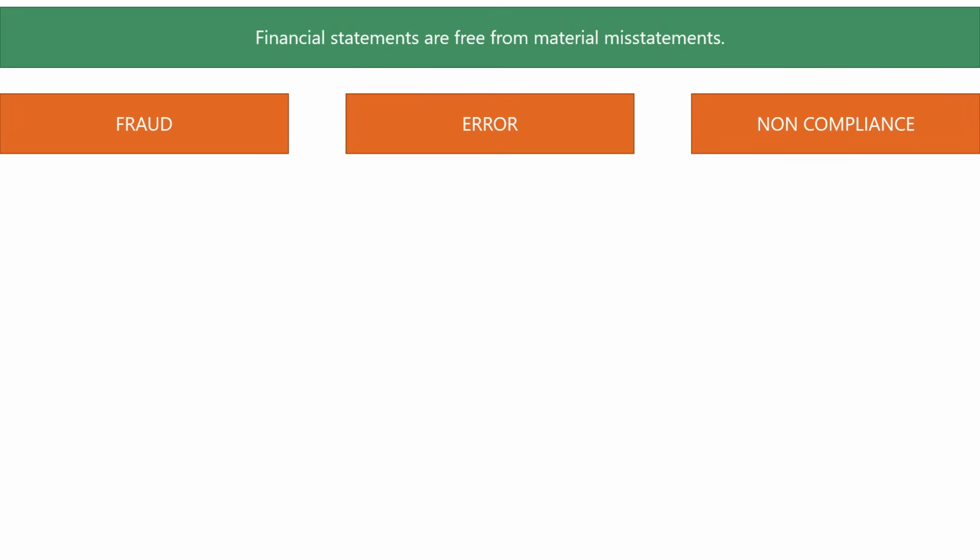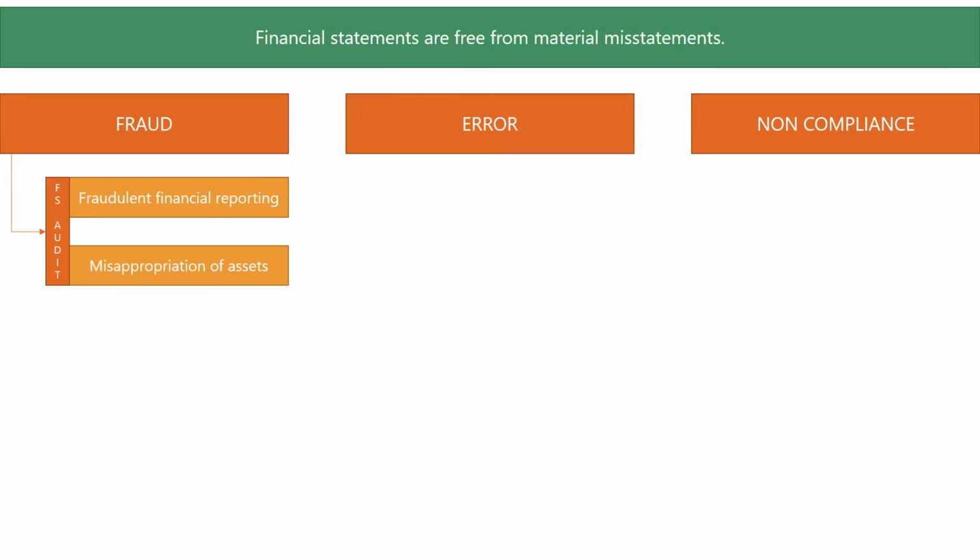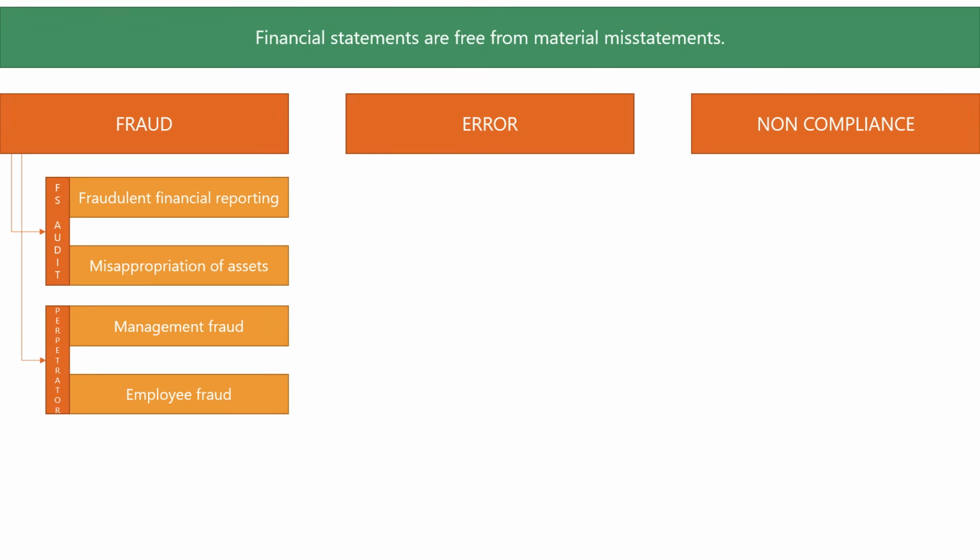Now, speaking of fraud and error, there are two types of fraud with regard to the FS audit. That could either be fraudulent financial reporting, which you know better as window dressing, or misappropriation of assets. This is what you normally imagine when we talk about fraud, where we talk about theft of assets or embezzlement of funds. In terms of the perpetrator, it could either be management fraud, and I think you have a very good idea of who has perpetrated the fraud in this case, or employee fraud.